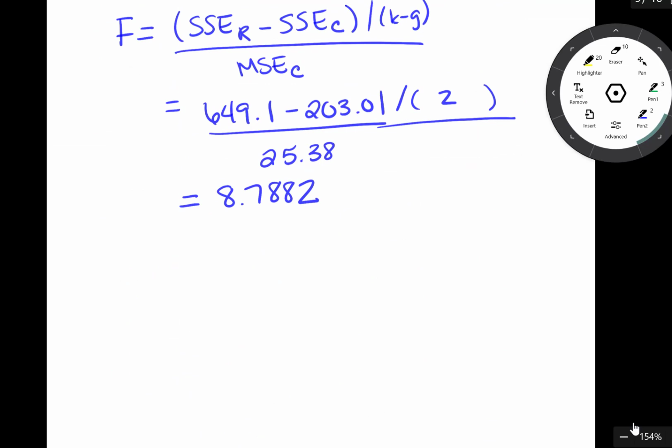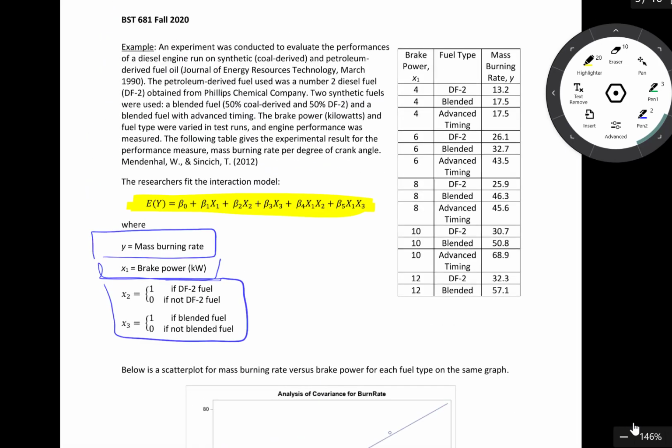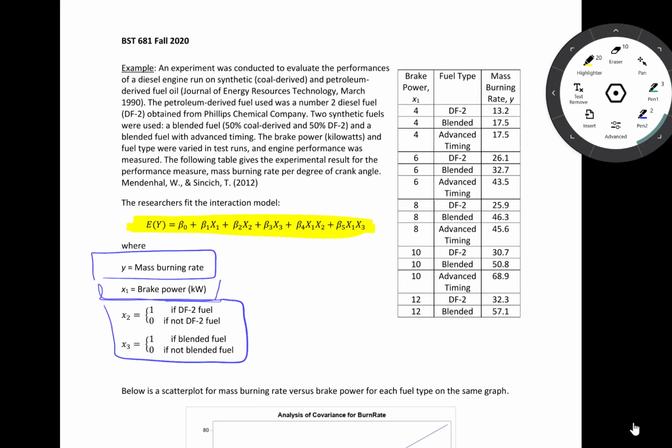So going back down here, our degrees of freedom 1 is going to be equal to 2, and then our degrees of freedom 2 is going to be equal to n minus k plus 1. So to find this, we need both n and k plus 1. So let's go back up to our problem statement. Here, if we look at n, we have 1, 2, 3, 4, 5, 6, 7, 8, 9, 10, 11, 12, 13, 14. So n is equal to 14.